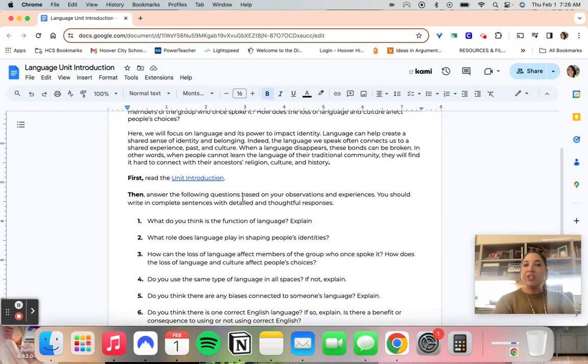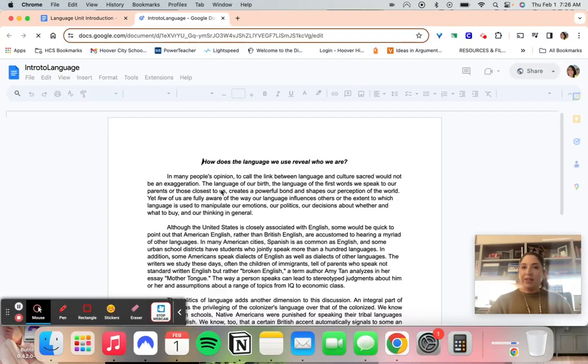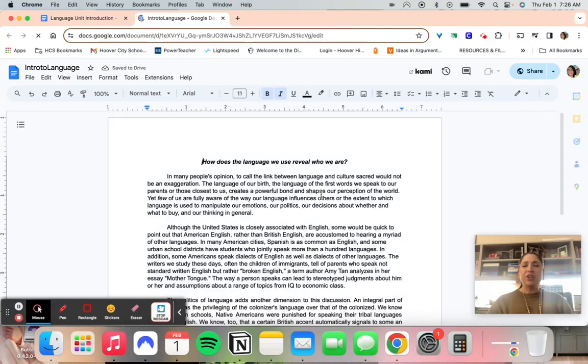So what you are going to do today is explore some of these ideas. The first thing that you're going to do is read this unit introduction. It's about a page long, it's not that long. And it just starts to answer the question, how does the language we use reveal who we are?